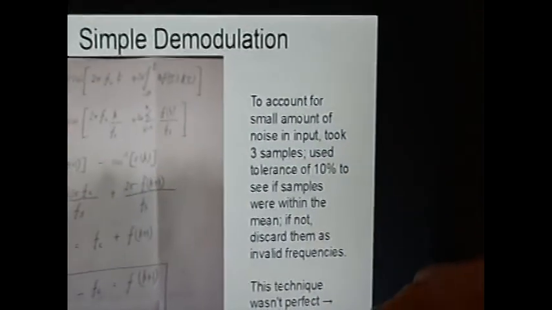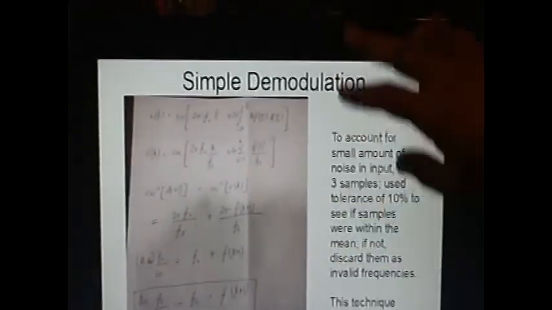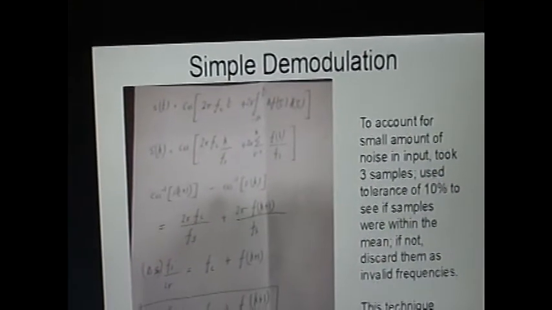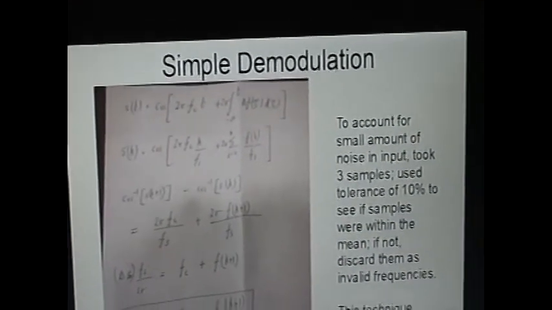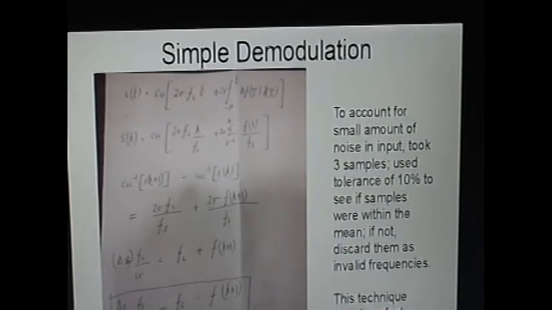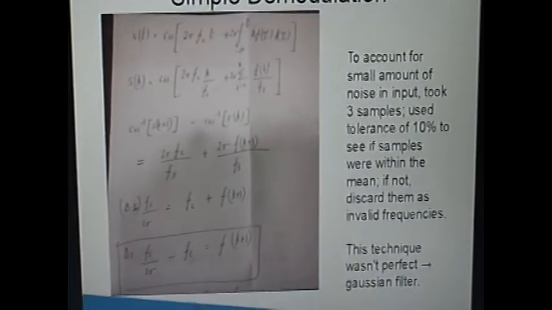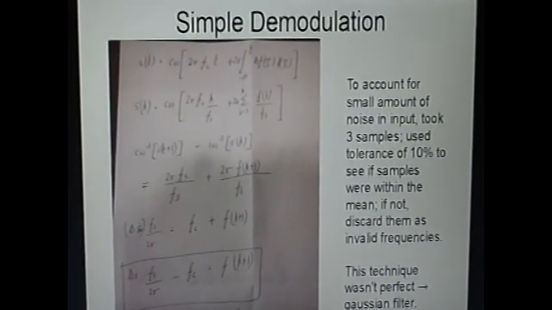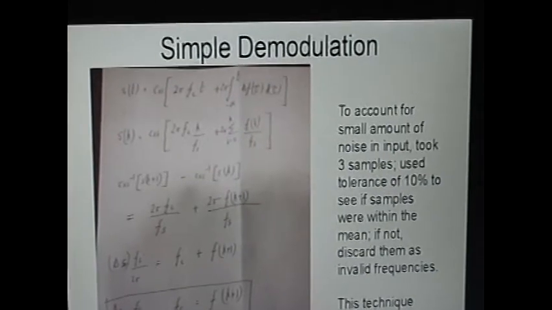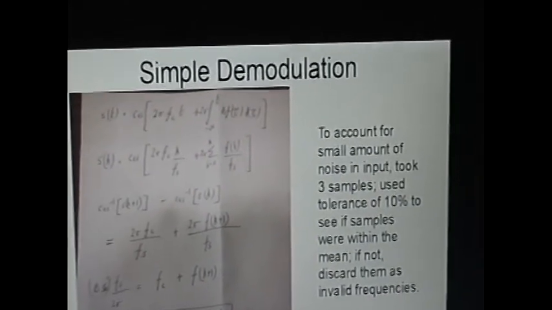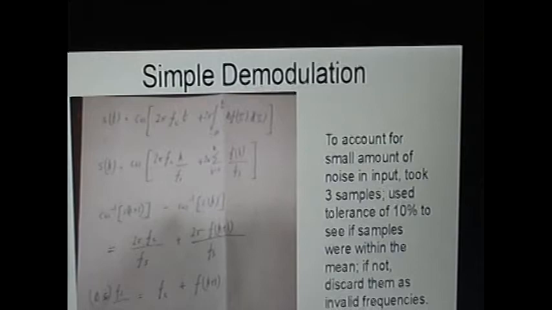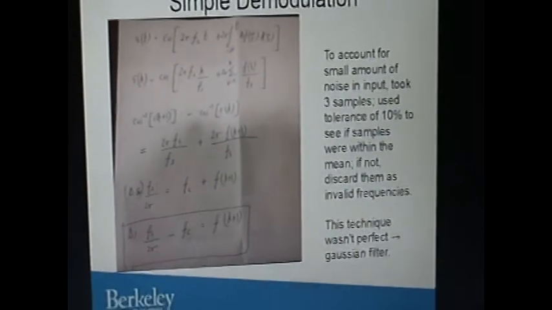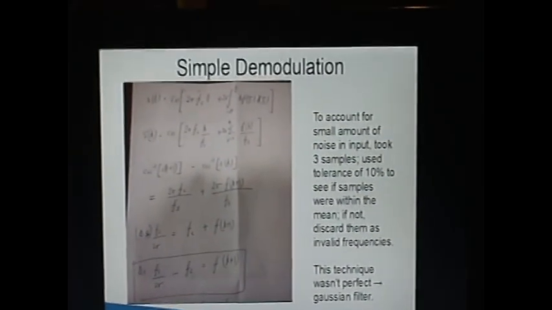So this is my simple demodulation technique. This is the math that I used to just reverse engineer the computation. And to account for a small amount of noise, this has very low noise tolerance, I took 3 samples at a time overlapping, and then I used a tolerance of 10% to see if these samples were within the mean. And if not, I just discarded them as invalid frequencies and moved on to the next value.